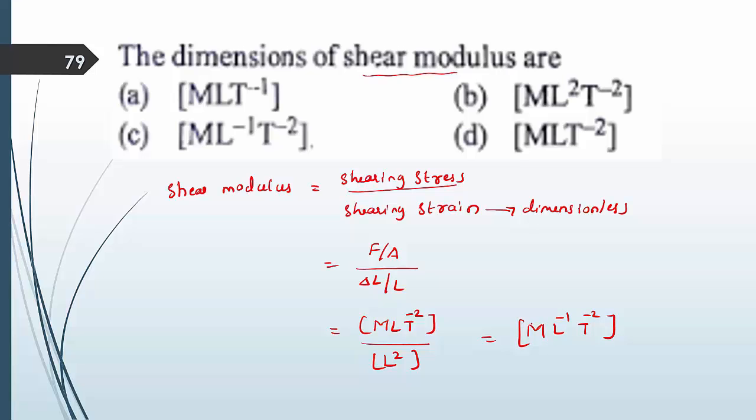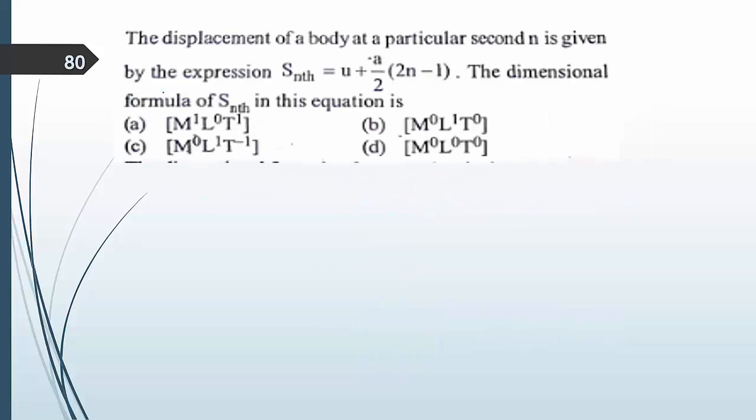So this is the dimension of shearing modulus. M L raised to minus 1, T raised to minus 2 means option C is right.